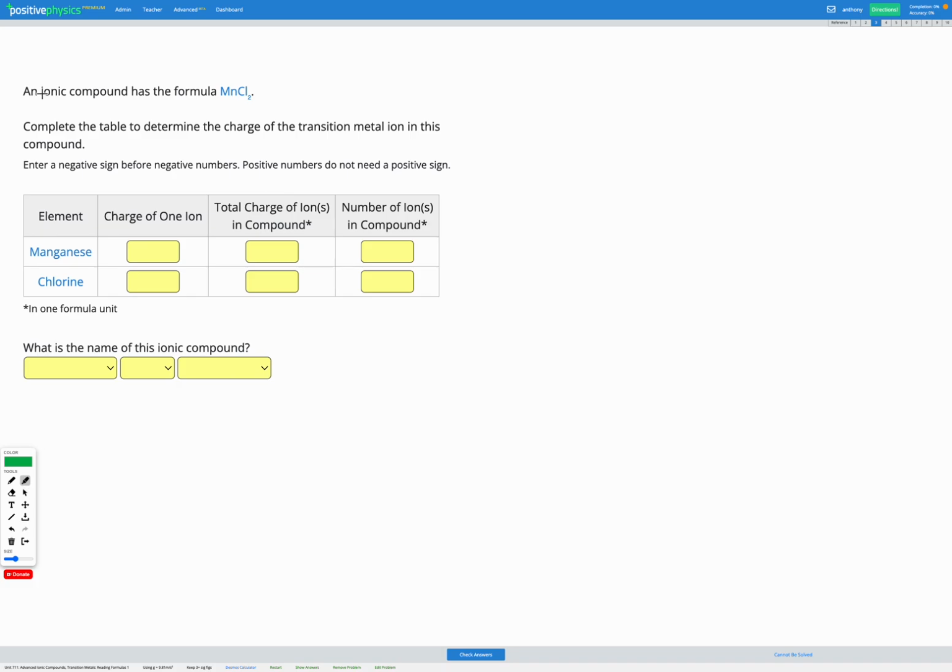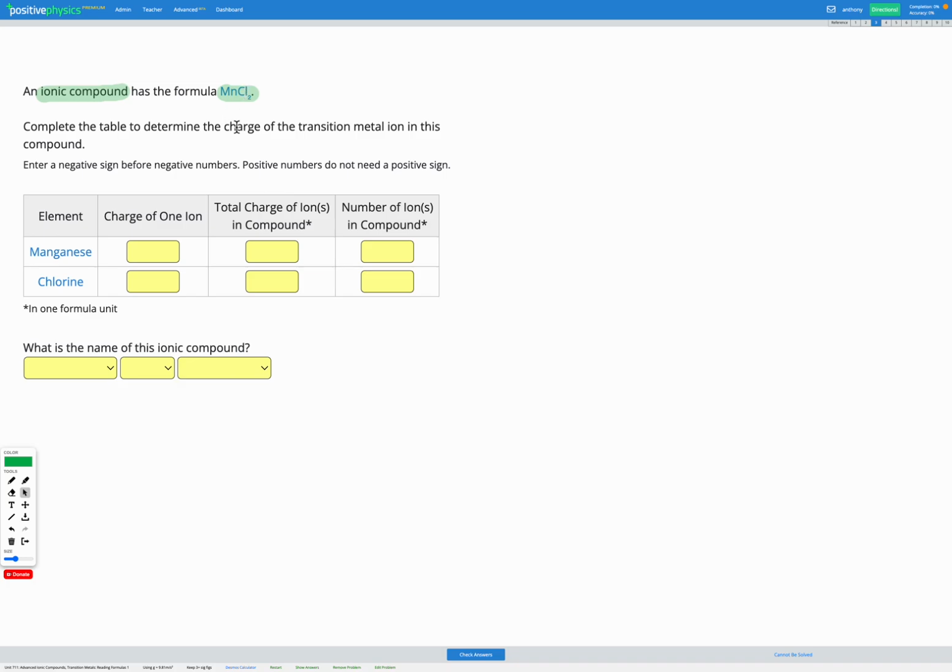In this question, we have an ionic compound and we're given the formula MnCl2. Our goal is to find the name of the ionic compound. So when we have transition metals involved, we have to include the Roman numeral that tells us what type of ion we have for the metal. So we're going to have to go through the steps to figure out the charges of our ions.